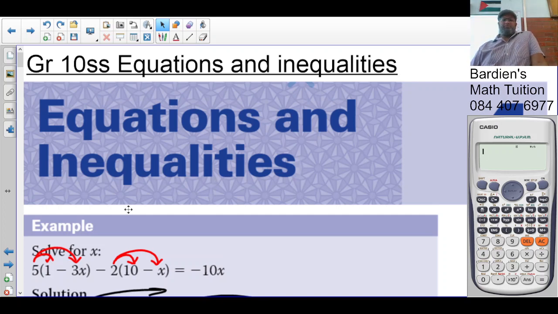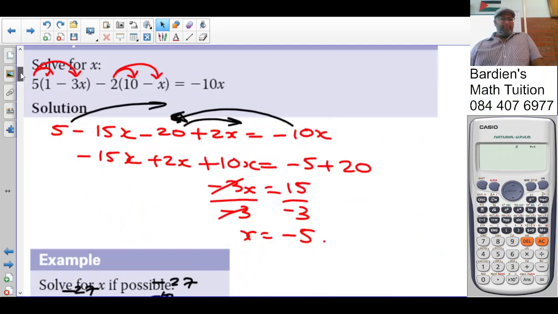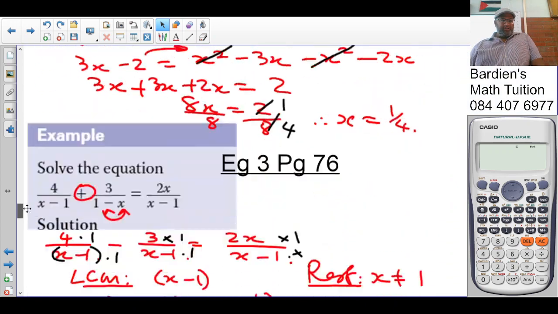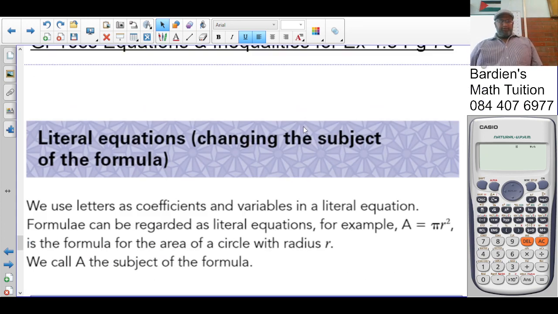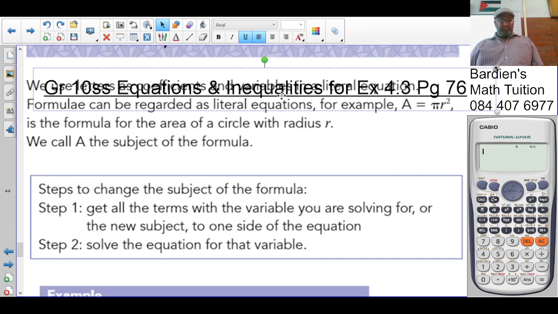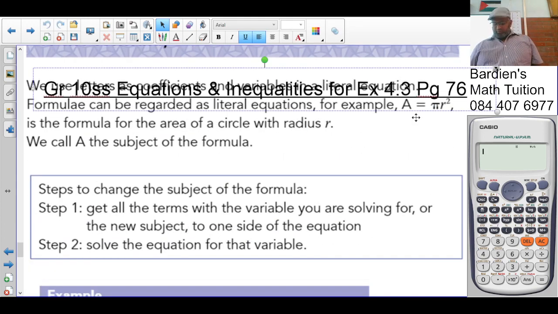Okay, good morning class. So today we're looking at equations and inequalities. We are on exercise 4.4. We are doing literal equations, so changing the subject of the formula. Okay, is that correct? So this is for exercise 4.4 and page 78.